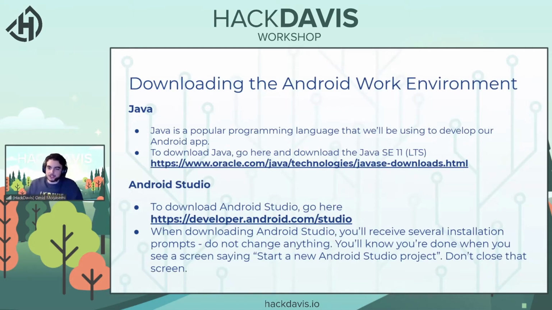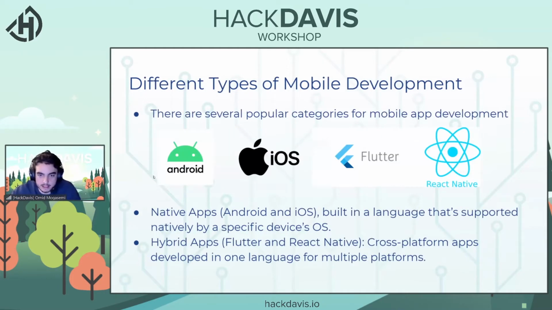All right, so let's get started with actually downloading the Android work environment for you guys. So there's 2 things that you're going to need to download. The first is Java. If you have coded and compiled a Java file on your computer in the past, you can ignore this step. But if you haven't, I am going to go ahead and paste this link in the chat for you guys.